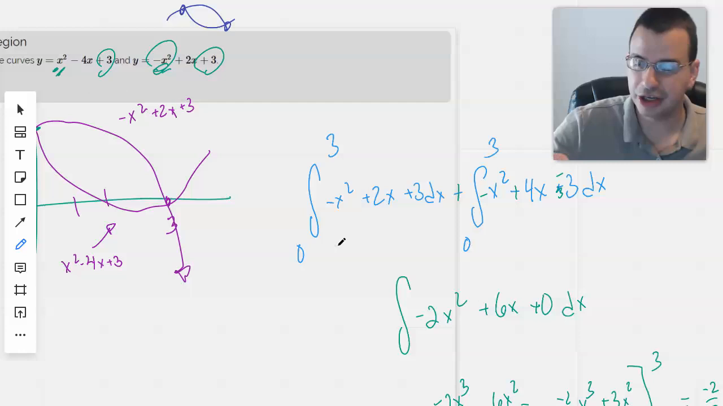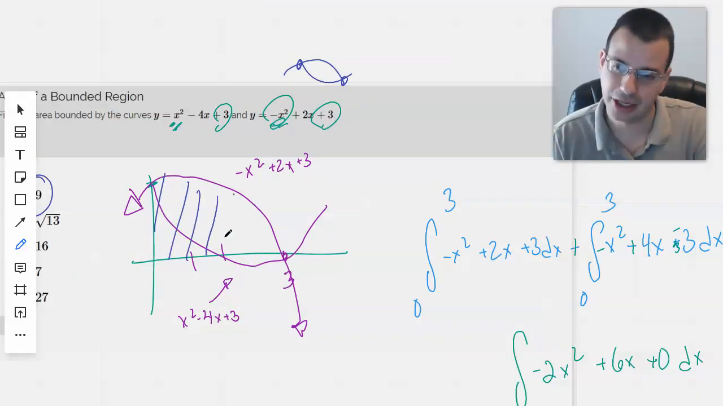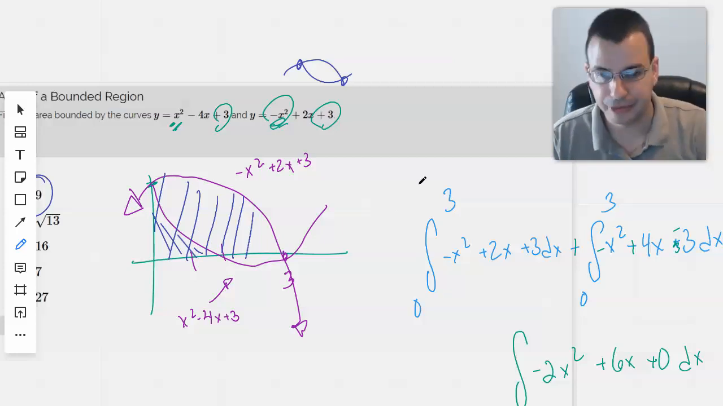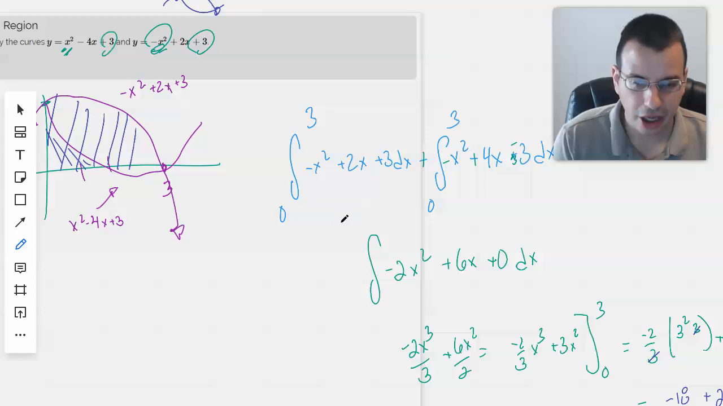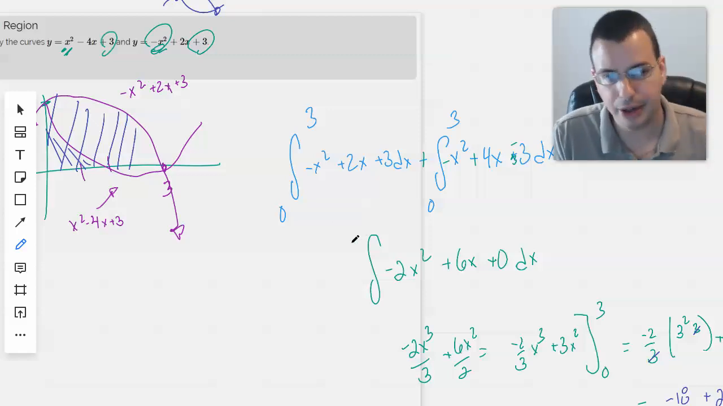So we took the area under the curve for the top, which was something like this, and the area under the curve for the second, which was something like this. Subtract the two, and then we had the area in the middle. And this is how you find the area of the region bounded by two curves.